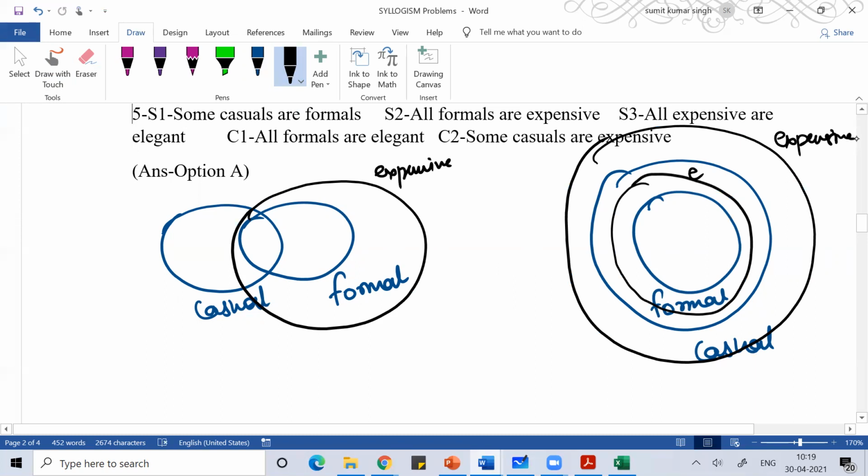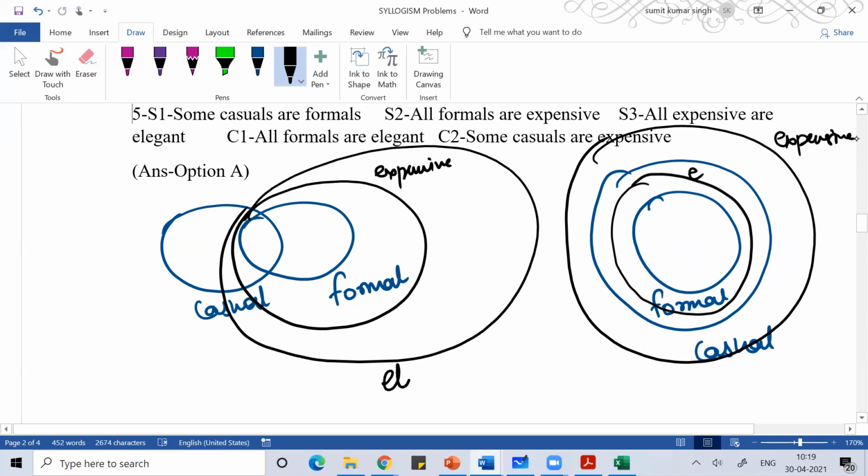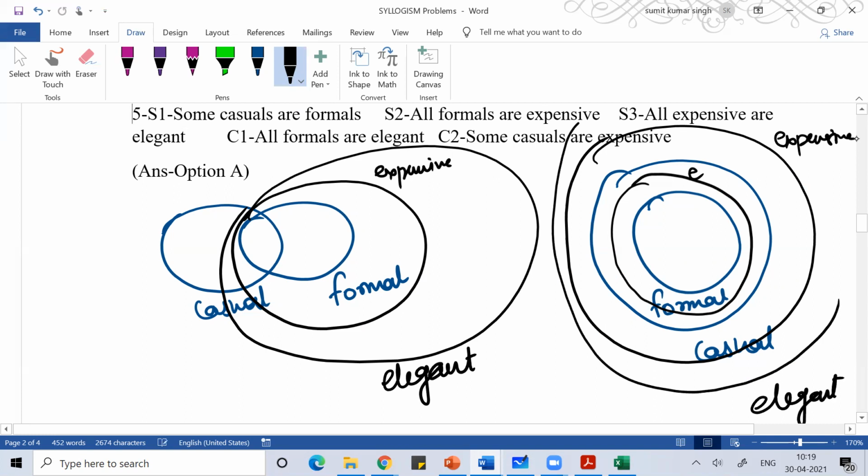Then the third statement: all expensives are elegant. These are the three statements. Based on that we read the conclusions. First conclusion, all formals are elegant. Correct. All formals are expensive and all expensives are elegant, so definitely all formals will be elegant.